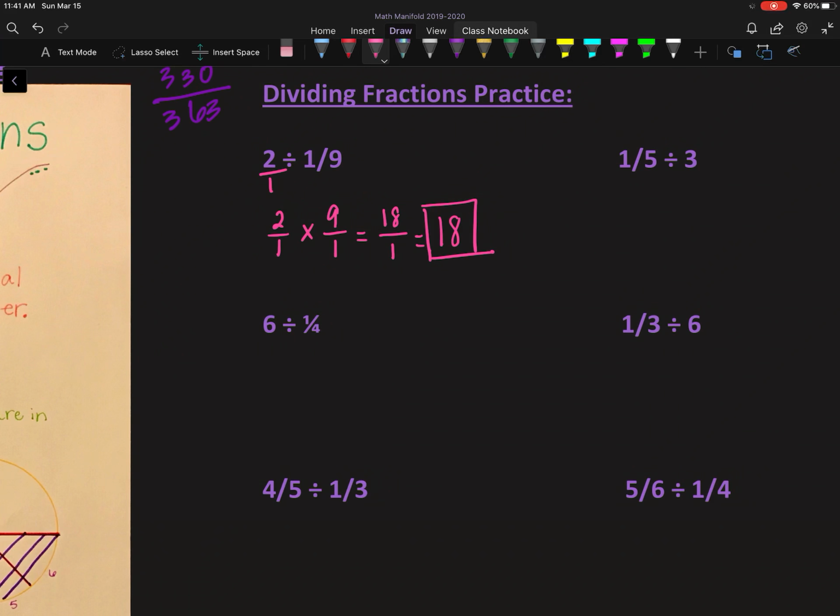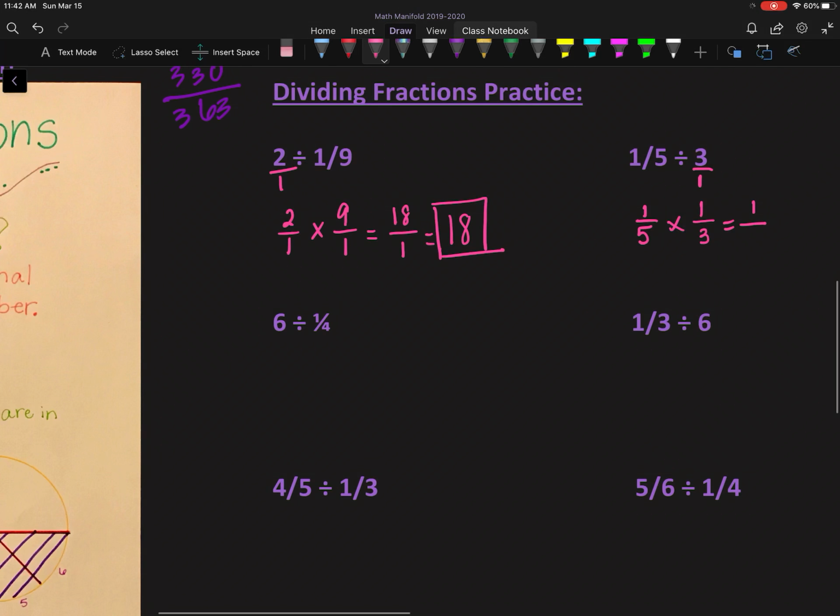Let's come over here to 1/5 divided by 3. I'm going to make this an improper fraction. I'm going to keep 1/5 because that's what comes first. I am going to change division to multiplication, and I'm going to flip 3/1 to 1/3. Then I'm going to multiply my numerators. 1 times 1 is 1. 5 times 3 is 15. And I am left with 1/15.